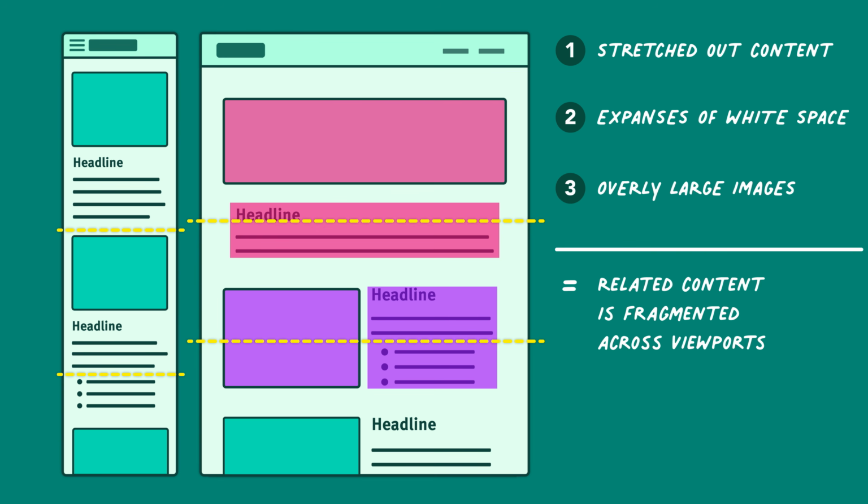When page content is stretched, it becomes fragmented across many more viewports. That means that people have to rely on their working memory to remember all the disparate details from across numerous screenfuls. In contrast, when content is less dispersed, more information is displayed within one viewport, requiring people to remember less.